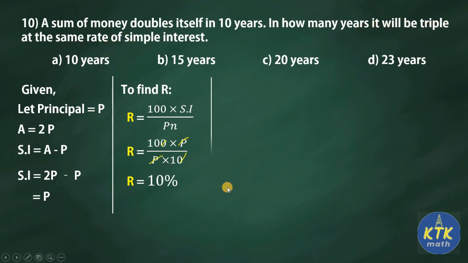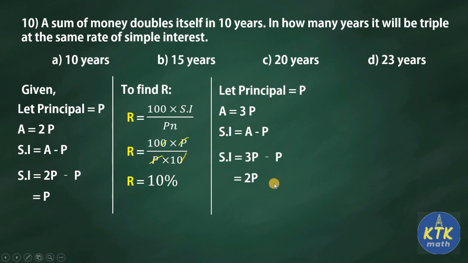Now we will move on to case 2. In case 2, let principal be P. Then what about the amount? The amount should be 3P, because in the question they mentioned triple, therefore I am assuming it as 3P. Principal P means the amount will be 3P. So in this case your simple interest will be 3P minus P, that is 2P. Now we are going to find the number of years. So the n value, how are we going to find it?